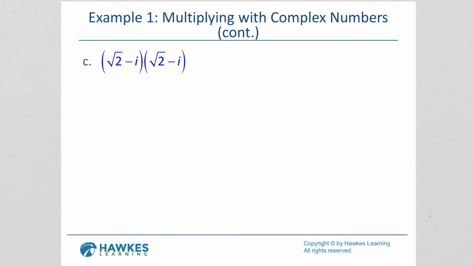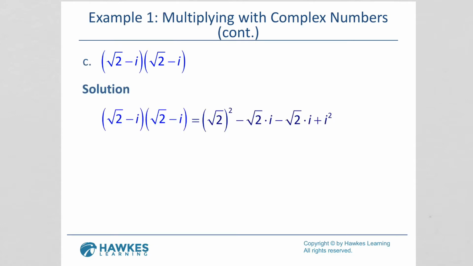Example 1c, we have the quantity square root 2 minus i times the quantity square root 2 minus i, which is equal to the square root of 2 squared minus square root of 2 times i minus square root of 2 times i plus i squared. Again, foiling, distributing, whatever you like to call that. Simplifying, the square root of 2 squared is 2. Collecting like terms, we get negative 2 square root 2 i, and then i squared is negative 1. Then we have 2 minus 1, which gives us 1 minus 2i square root 2.